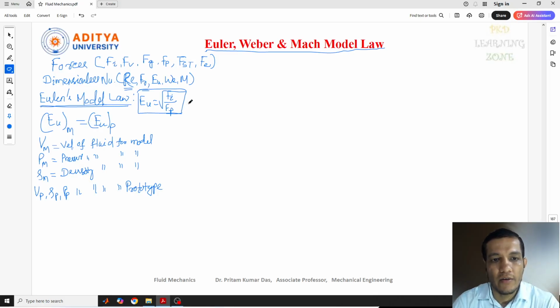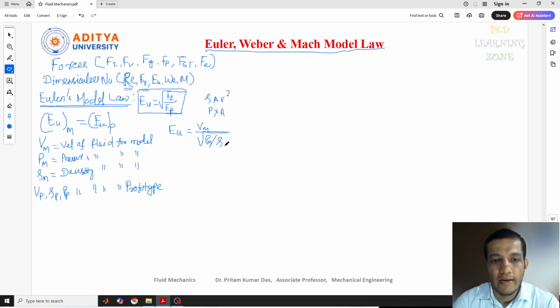Actually after solving this one, we have got some equations, because inertia force we have calculated and solved, and we have found that it is rho a v square. And similarly, this pressure force is nothing but pressure into area. Then after solving this one, we got Euler number E equal to V divided by root over of P by rho. So I can write this as V by root over of P by rho.